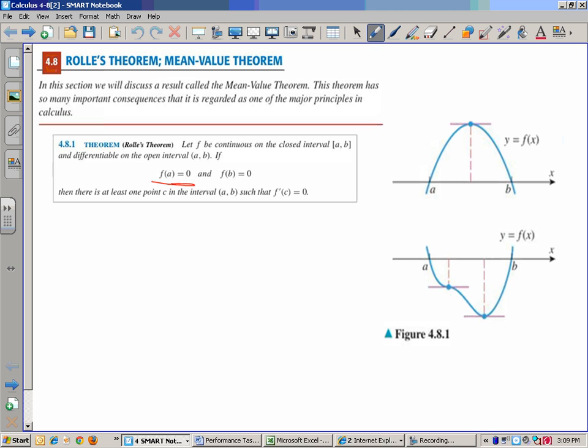Keep in mind, that has to be true. Your endpoints have to have a function value of 0. So Rolle's theorem is very, very specific, and it says that f of a has to be equal to f of b, and that has to be equal to 0, which means those are x-intercepts. Okay?